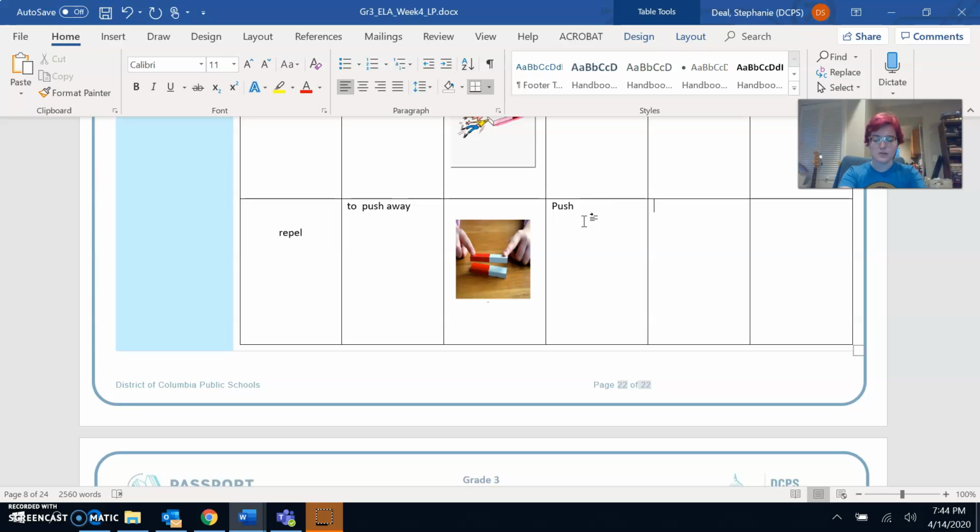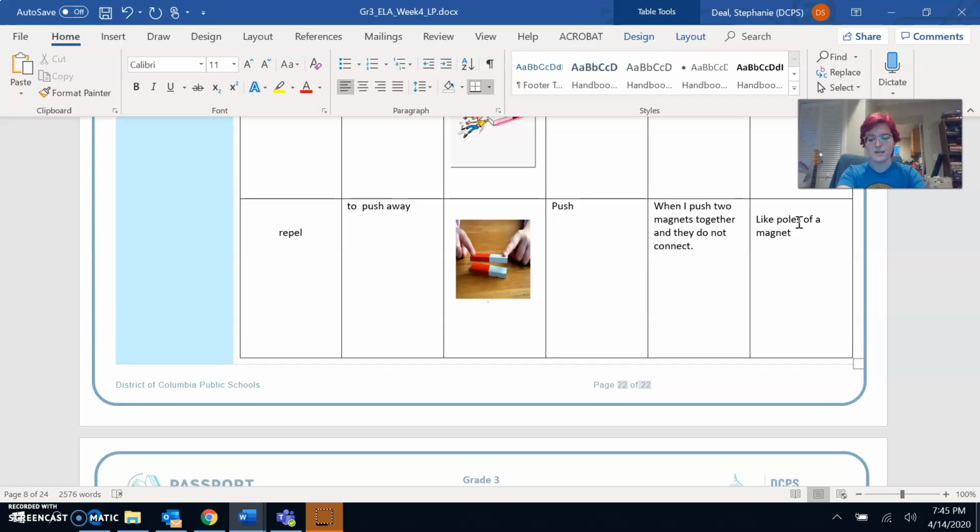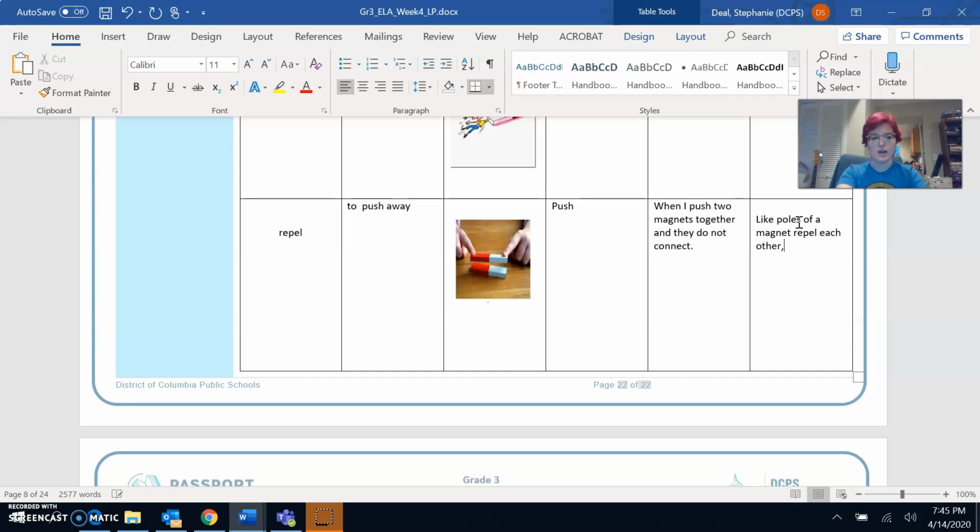So I feel the repel force when I push two magnets together and they do not connect. So if you've ever played with toys that have magnets, like magnetoblocks, and you can't get two pieces to connect, it's because they're repelling from each other. And finally, I'll use the word repel in a sentence. Like poles of a magnet repel each other.